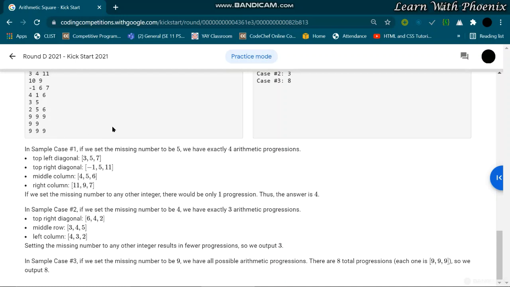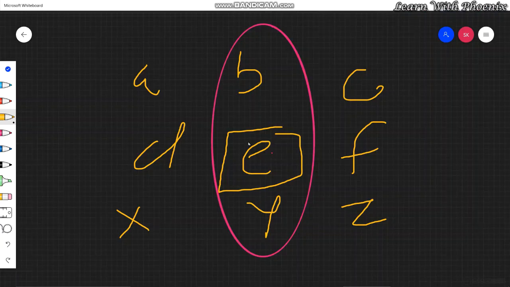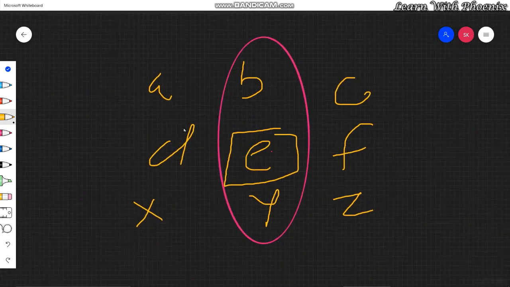Now the most important question is, what are the possibilities of the middle element? I myself submitted this question 2 times, because in the first case I got TLE. The reason was I considered more than necessary elements. On the screen you have 9 integers, and the middle element is the one which you have to fill with the possible values. If you check all possible values from the minimum of this grid to the maximum of this grid, that will give you TLE, because that's not an expected approach according to the given constraints. Now what are the possibilities of this middle element?